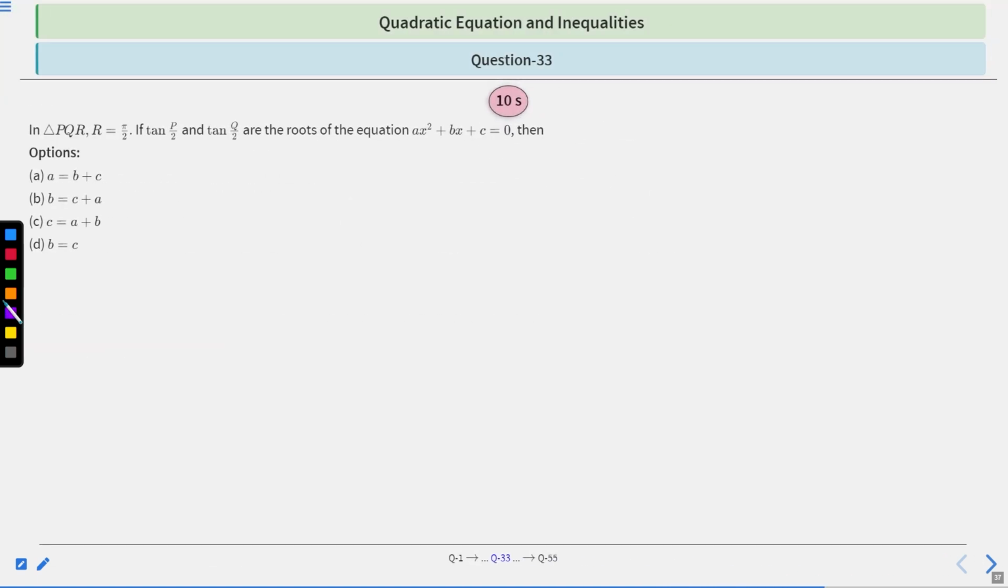Let's move to the next question, question number 33. In triangle PQR, R is equal to pi by 2. If tan P by 2 and tan Q by 2 are the roots of the equation this, then. So let's discuss the solution after 10 seconds.